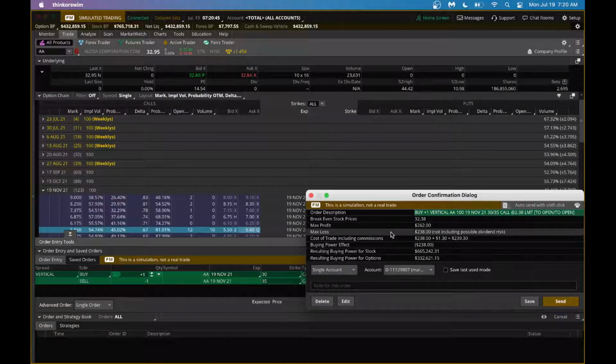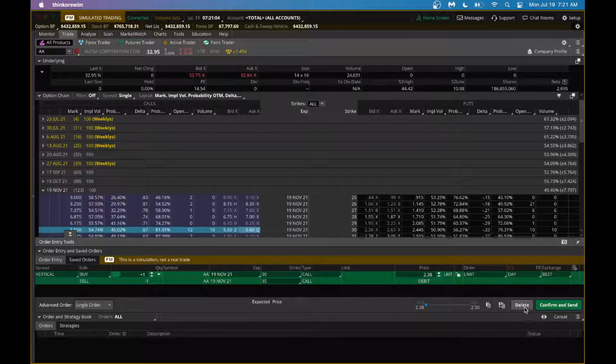This is another way to play, especially if you don't want to spend too much money on this options play. You could just buy a $5 wide spread, and if the stock goes above 32.38 by the expiration date, you'll break even. Your max profit is 262, which is just more than doubling your money.